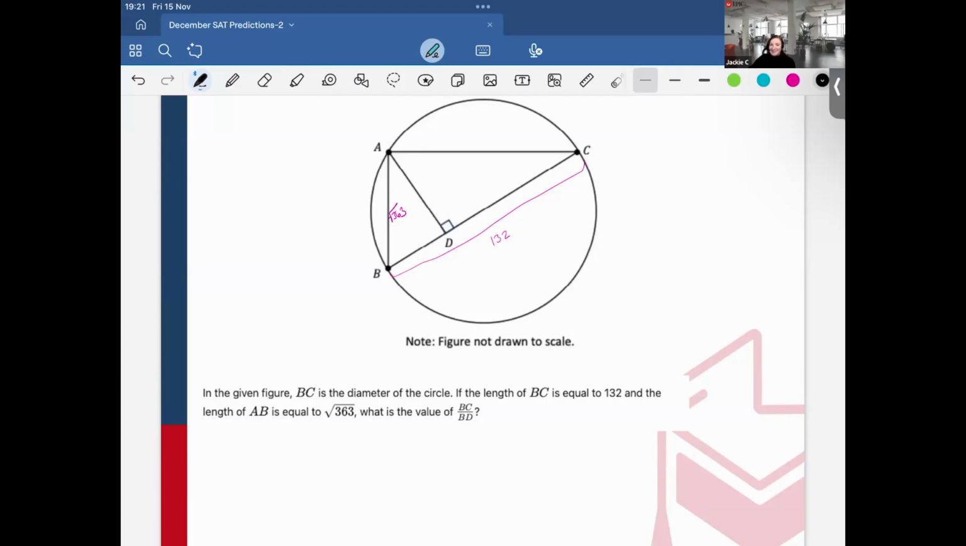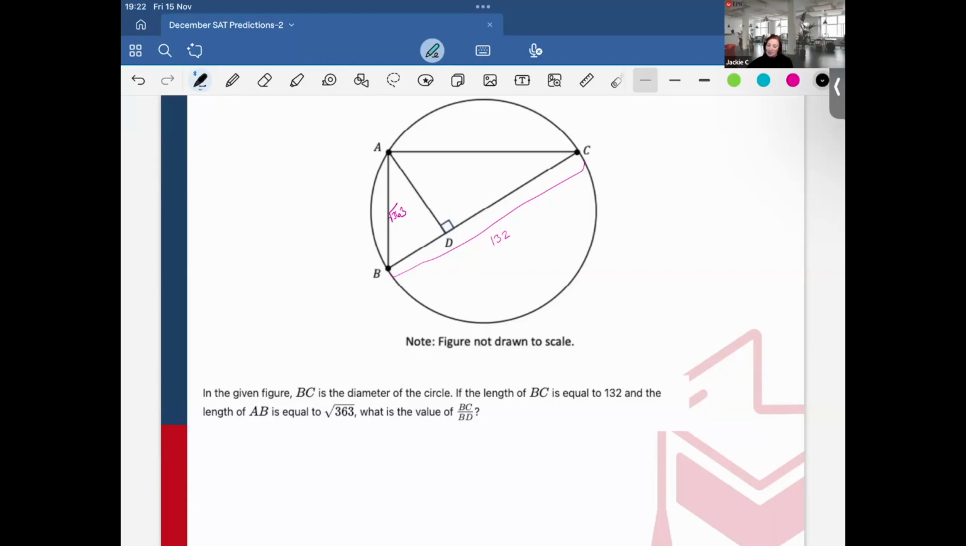Okay, well, I think important to know, and you should know this for the exam, is an important thing about diameters and right angles in circles. So in any circle, if a point lies on the circumference and is connected to the endpoints of the diameter, it's going to form a right angle with the diameter. This is also known as the inscribed angle theorem of the diameter.